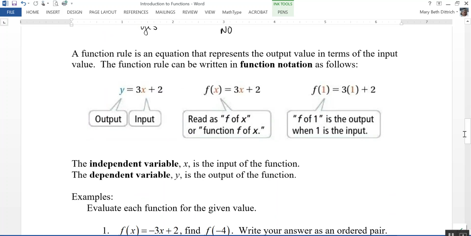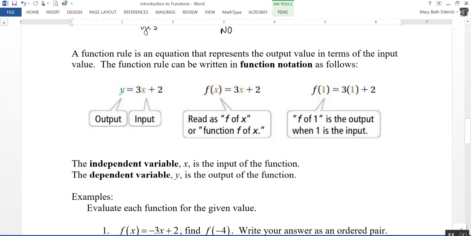A function rule is an equation that represents the output value in terms of the input value. So it tells you what y is in terms of x. The function rule can be written in function notation as follows. So you're familiar with something like y equals 3x plus 2, where your input is going to be your x value, and then you multiply that x by 3 and you add 2 to it, and then you get your output of y.